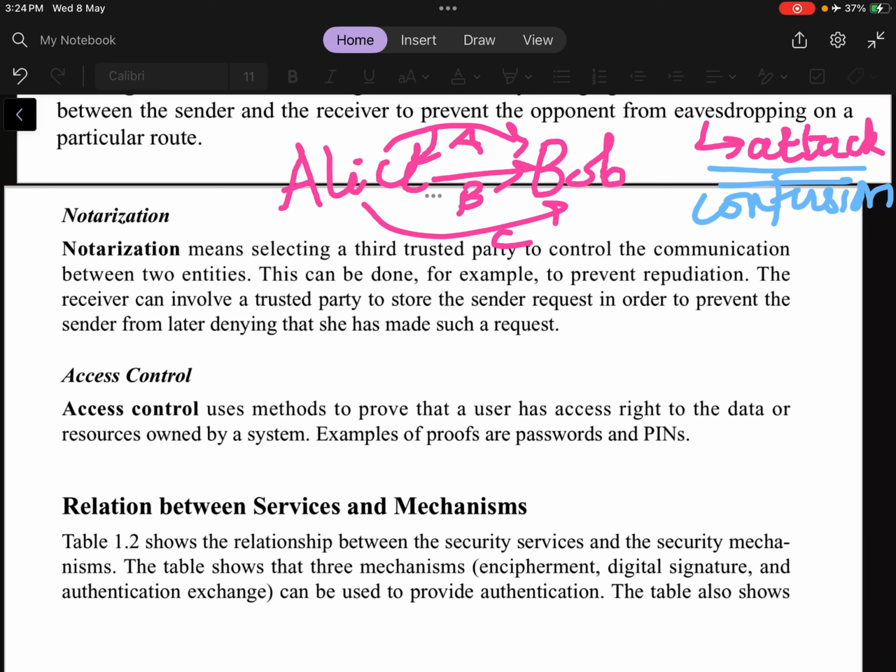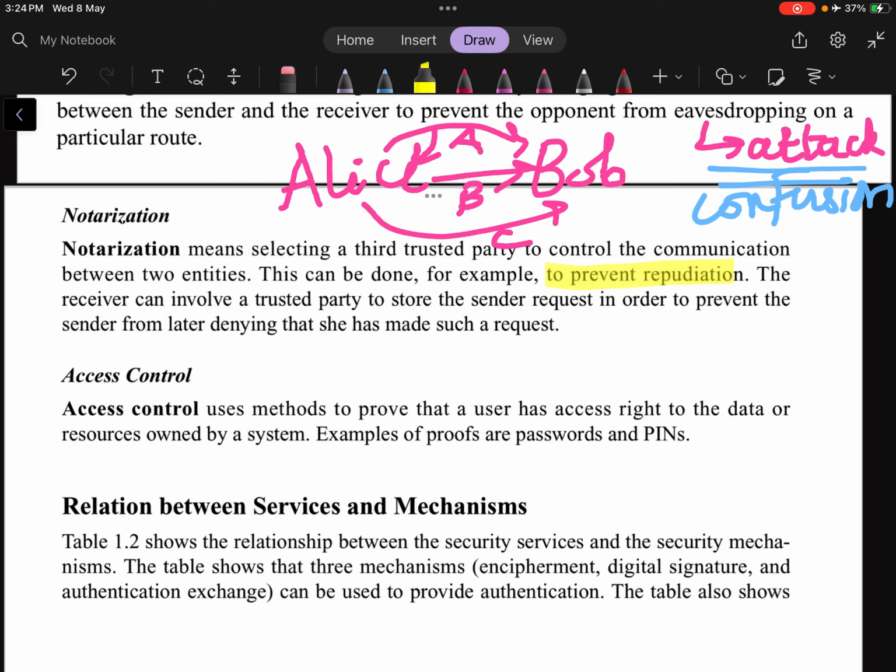Notarization. Notarization means selecting a third trusted party to control the communication between two entities. This can be done, for example, to prevent repudiation. So notarization is there to prevent repudiation. The receiver can involve a trusted third party to store the sender's request in order to prevent the sender from later denying that she has made such a request.